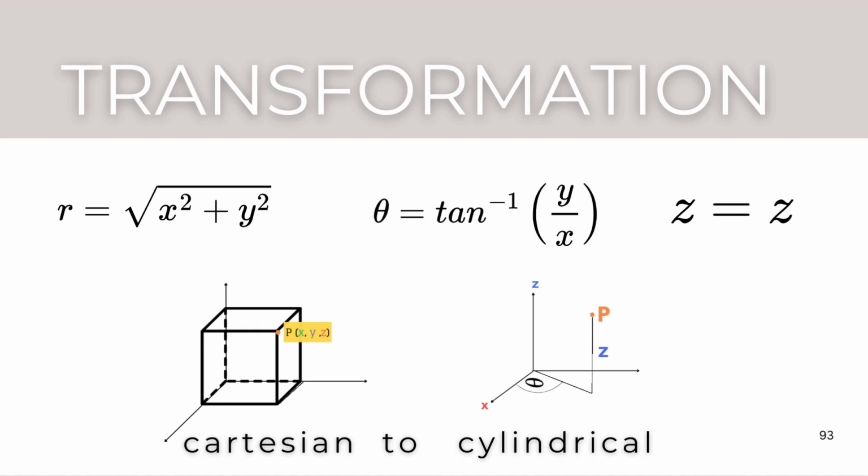Now, visual explanation. In Cartesian, a point (x, y, z) is uniquely defined by its projection onto the x and y axes. In cylindrical, the point is uniquely defined by how far from the origin it is in the xy plane, what angle it makes with the positive x-axis, and its height.